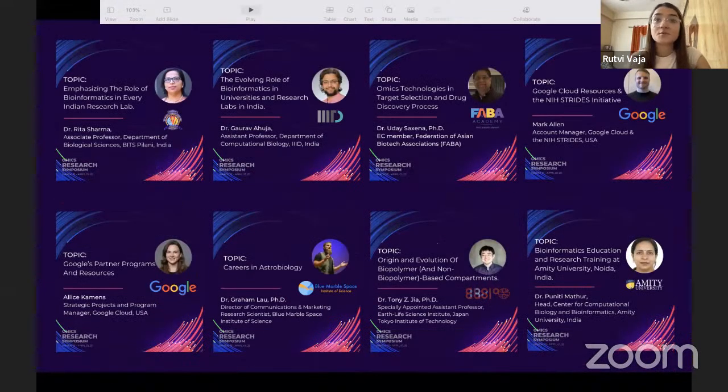Talking about the topics that would be covered in the Omics Research Symposium, our confirmed speakers include Google, who would be talking about Google Cloud resources and the NIH STRIDES initiative. We have speakers from MIT, who would be talking about bioinformatics education and research training. We have speakers from Blue Marble Space, one of the renowned institutes for astrobiology, and they would be talking about careers and internship opportunities in astrobiology. We have another speaker from Google, who would be talking about Google's partner programs and resources.